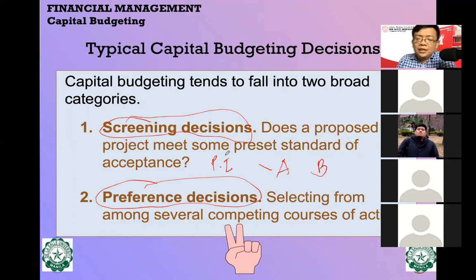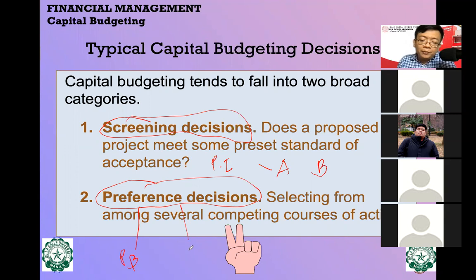So screening: does a proposed project meet the preset standard of acceptance? And ano ba pipiliin natin, project A or project B? Ano nga yung, Renzi, in our discussion last time about the preference, what if payback period, ano pipiliin natin? Shorter the payback period, or dapat gusto nung mahaba na payback period? What do you want? Shorter po. Shorter. Very good. It should be shorter.